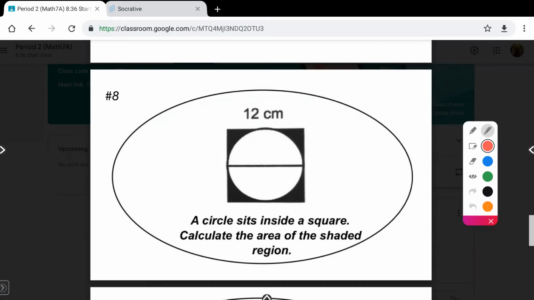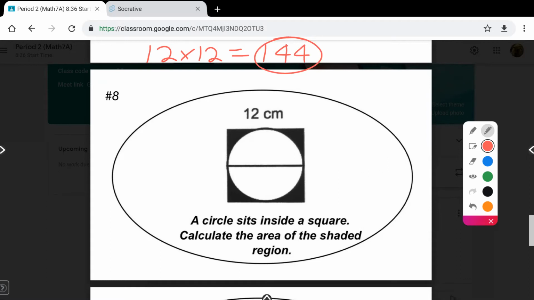So the first thing that you would do is calculate the area of the square. Well, if a square has a side that's 12, then the area is going to be 12 times 12, and 12 times 12 comes out to be 144 for the area of just the square by itself.